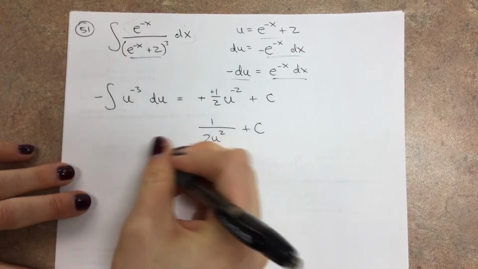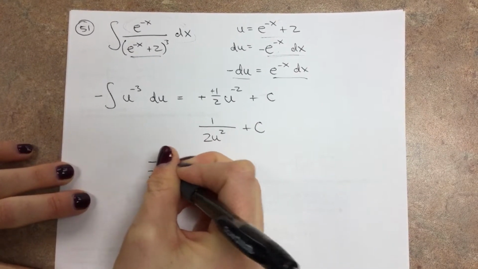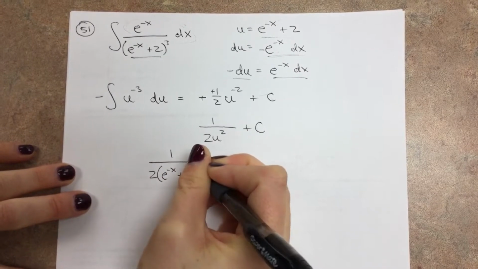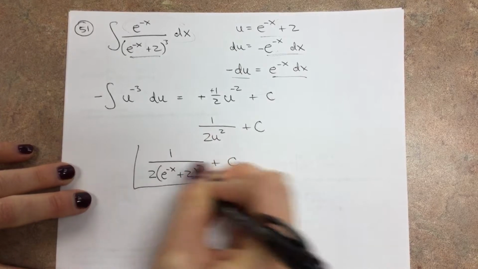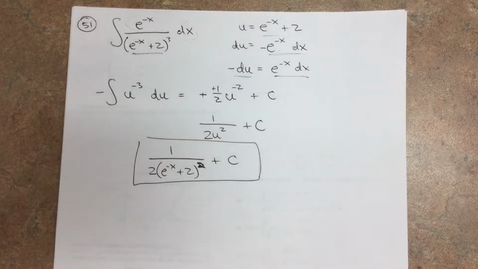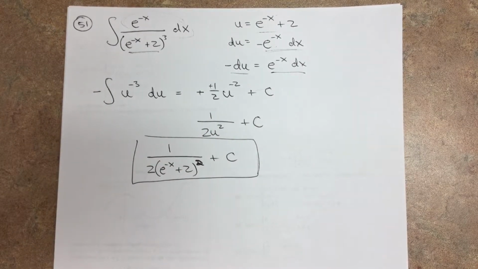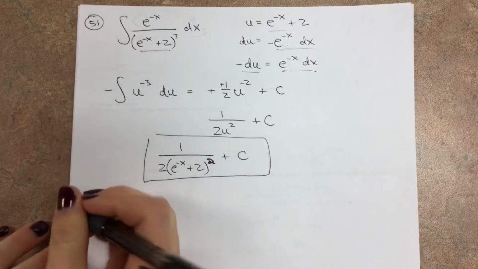And then final answer, I want to make sure that my expression ends up right back where it's supposed to be, because it's, oops, not cubed, squared, because it's indefinite integration. So I should have my original variable back in and a plus c whenever you have indefinite integration.